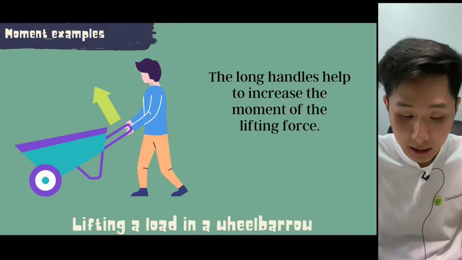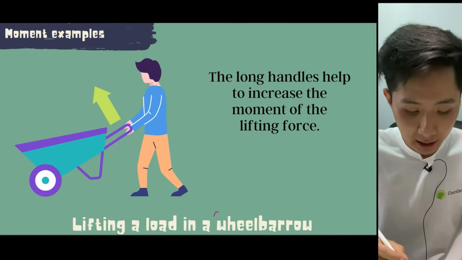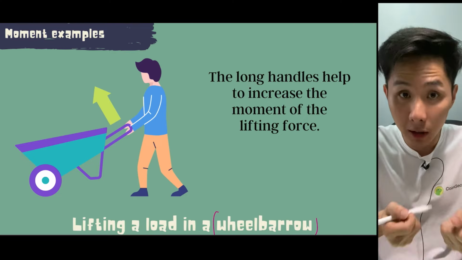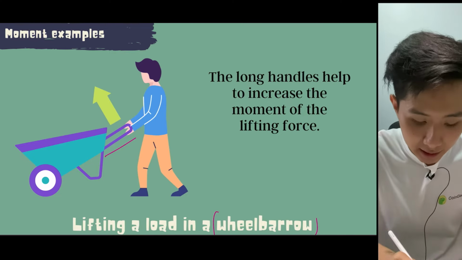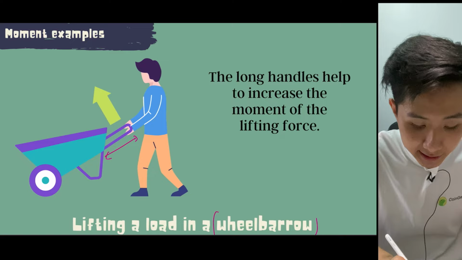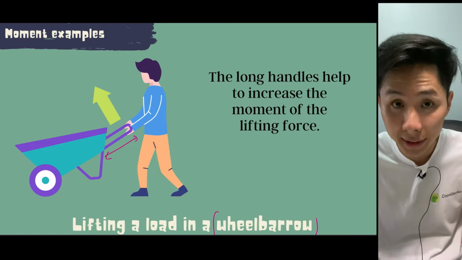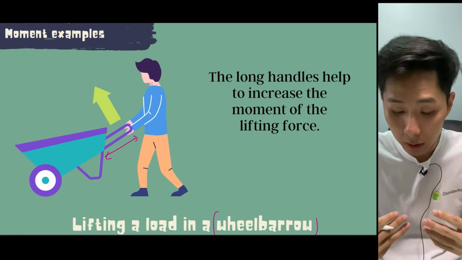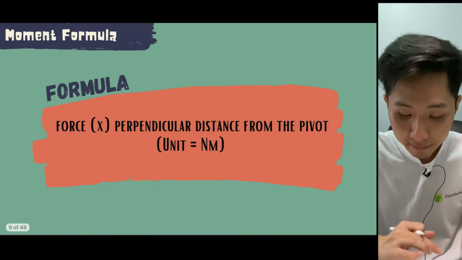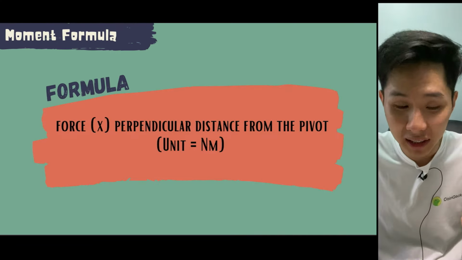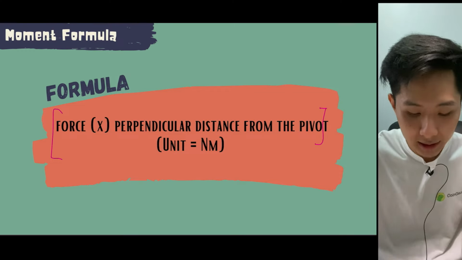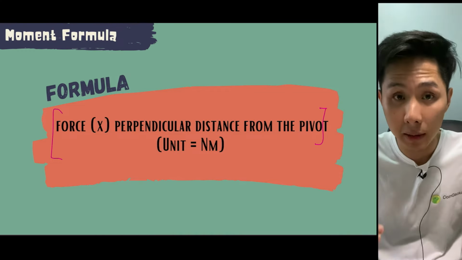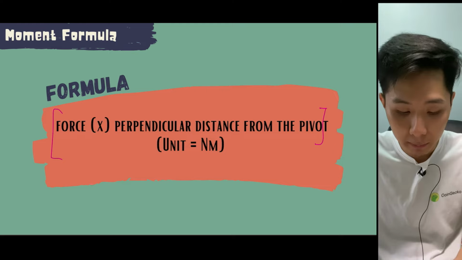Another real life example of moment is that in a wheelbarrow, you usually have a long handle, because this increases the distance between the force and the pivot, which in turn creates more lifting force. So how do we calculate moment? Here we have a formula: moment equals force multiplied by the perpendicular distance from the pivot.